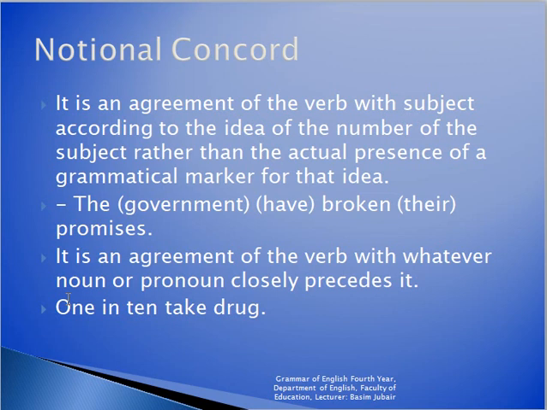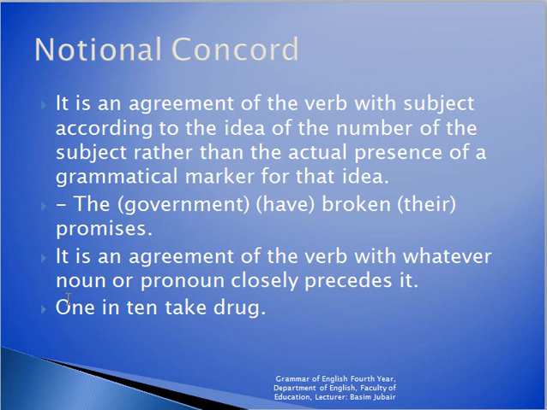Now, the agreement of the verb is with the subject according to the idea of the number of the subject rather than the actual presence. For example, we say the government. This government belongs to what is called collective nouns. Collective nouns are the nouns which represent a unit or members of a unit. A unit, one entity, or members of a unit. When it represents a unit, then it is dealt with as inanimate, which means we refer to it by it and which. When it is a group of members, of individuals, then it is people, and we refer to them by who.